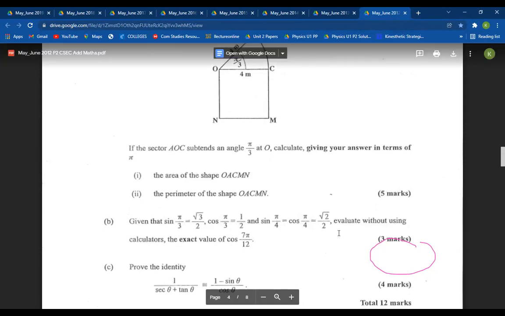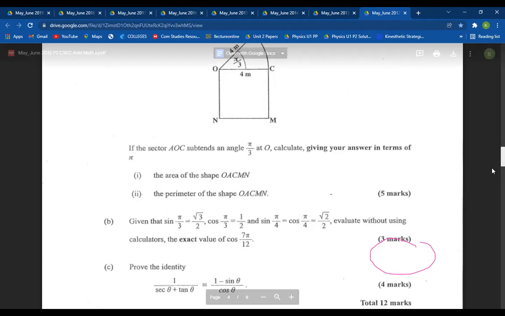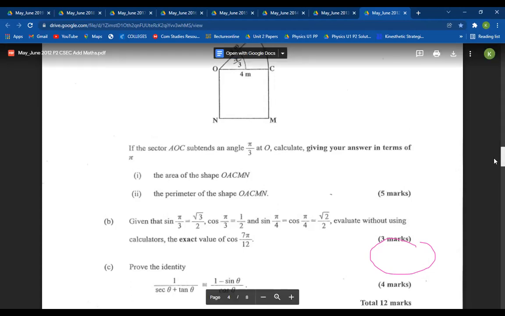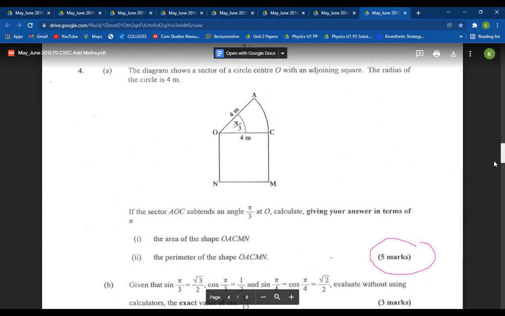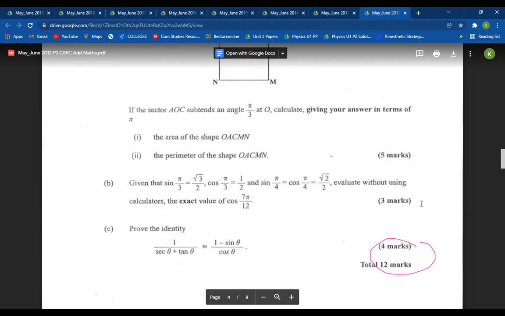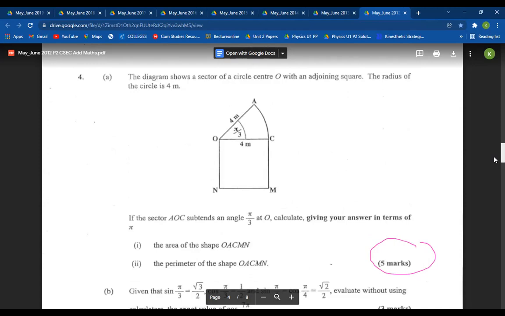That's not always the case though. Here they give you the special angles. Sometimes they don't. They expect you to know it. That's why it's very important for you to know what to do. And it's not always with only 3 marks. These could be with like 5 marks, 7 marks. So that's why it's important for you to know what you're doing.